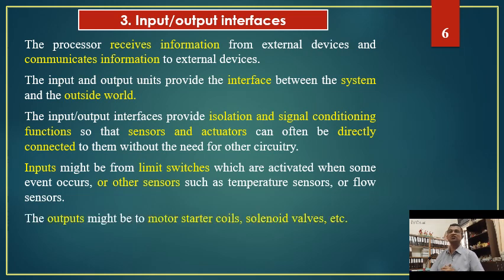The outputs might be to a motor starter coil or solenoid valves, etc. As I already mentioned, once the signal is processed, the PLC will decide how to control the system. How to control the system? Either by activating a hydraulic system, pneumatic system, or activating a motor starter coil, or maybe other solenoid valves, etc. Right? That is how it could be done.